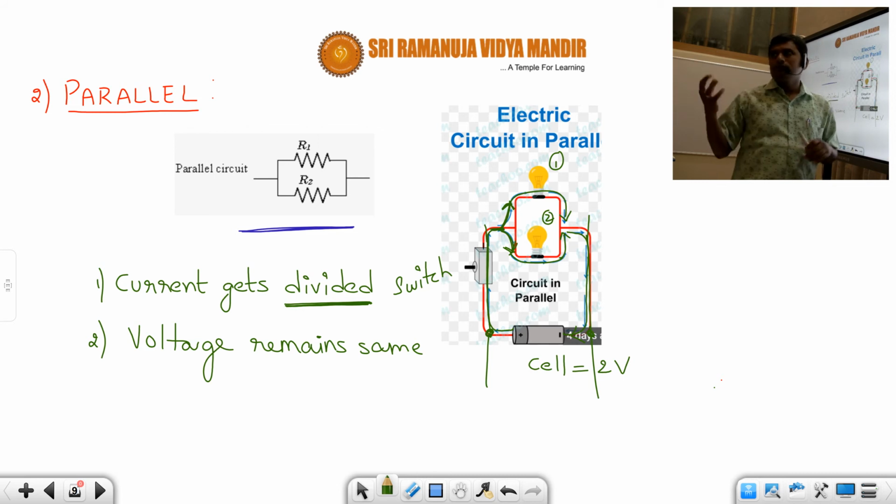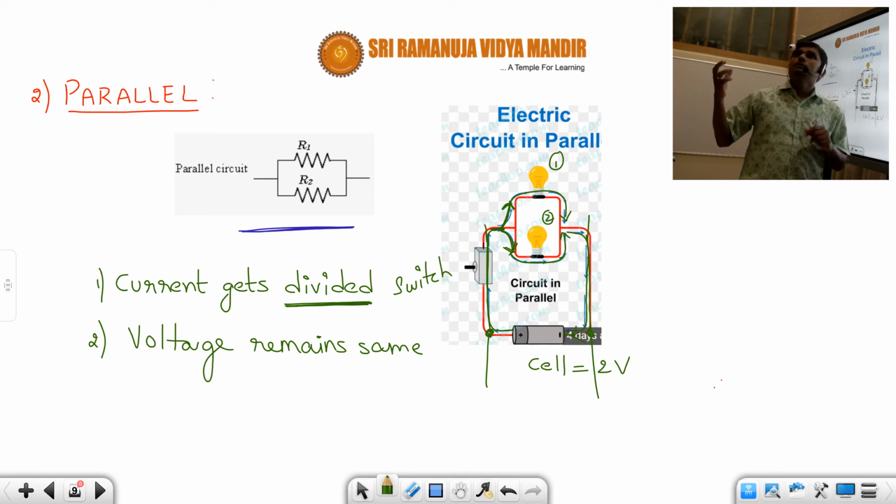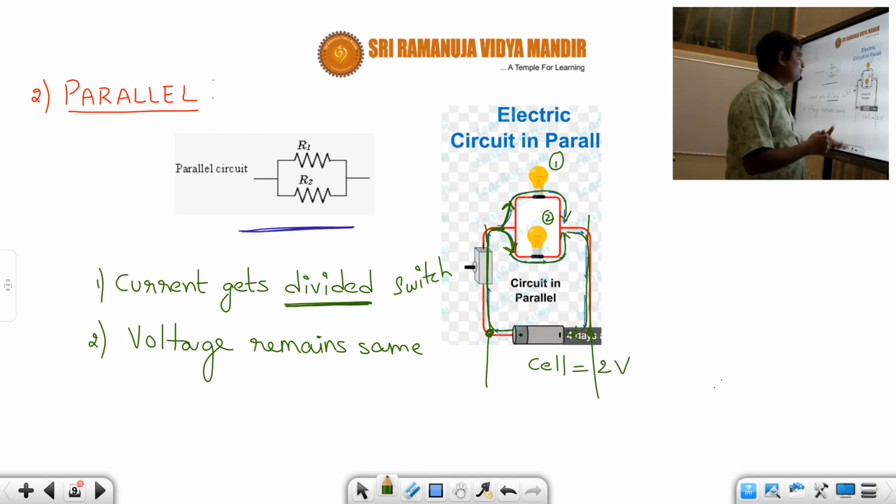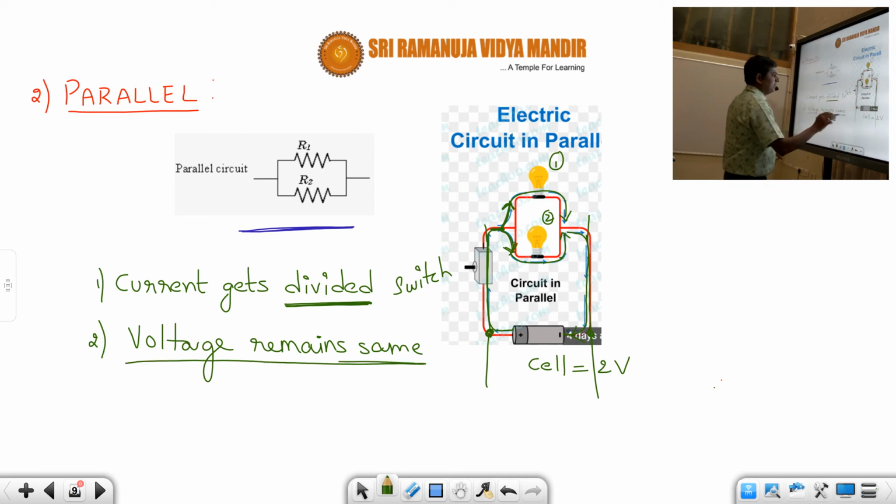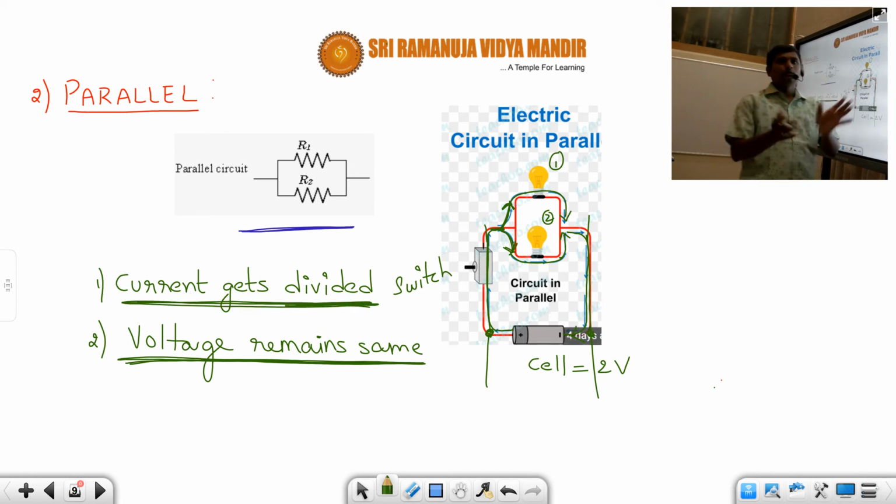In our household circuits, what is the general voltage, students? 230 volts. Suppose you take a fan, 230 volts is connected to the fan, and if you take a tube light, 230 volts is connected to the tube light also. That means the voltage remains the same. Suppose you take an AC, for that also you are giving 230 volts only. That means when some resistors or elements are connected in parallel, the voltage across them must remain the same. This is one of the properties of parallel connection, whereas the current should get divided in both the resistors.